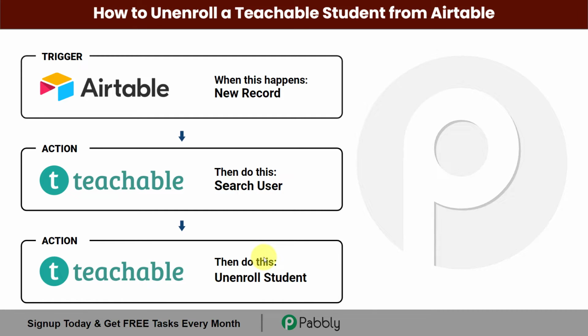Now to do this, we will have to integrate Airtable with Teachable, and we can do the same using Pabbly Connect. So here my trigger will be Airtable, then my action application will be Teachable, where first I'm going to search for the user, and if the user exists, then I should unenroll the student from a particular course. Now this entire process can be automated and you can do this yourself. Now to understand how you can integrate and automate this entire process yourself, let's begin.